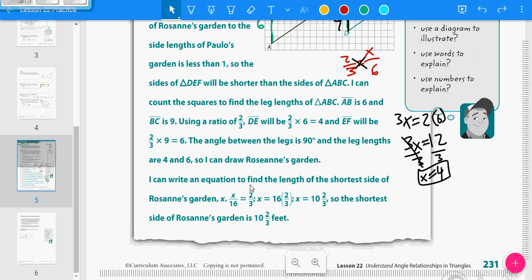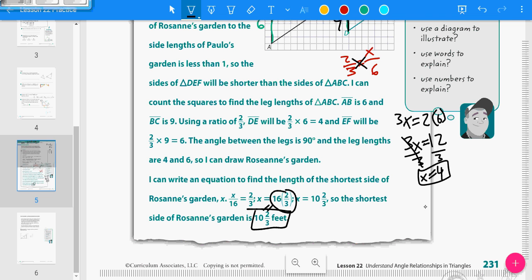You can do 16 times 2/3, which is what right here, 16 times 2/3. But how you get there, how you can find that answer, you get equals 10 and 2/3. So same way they did the other ones.